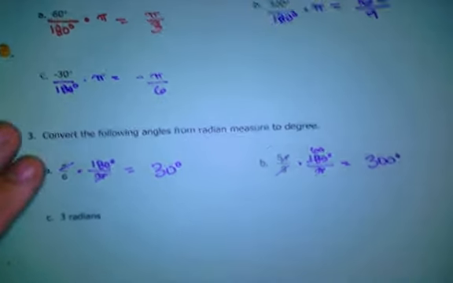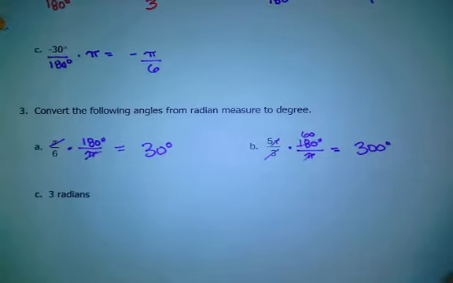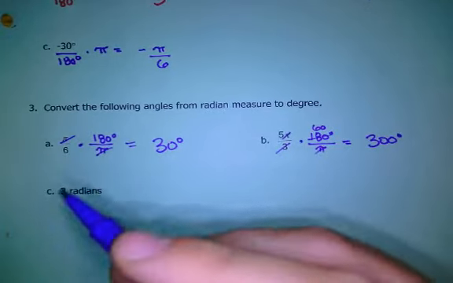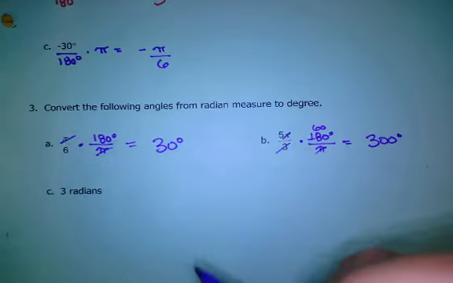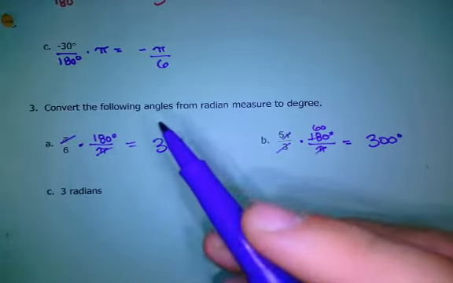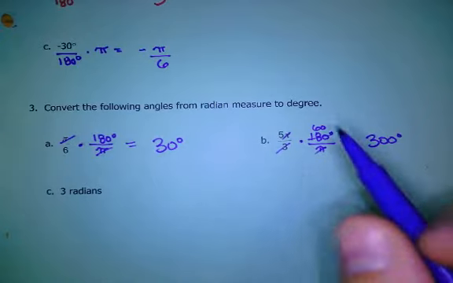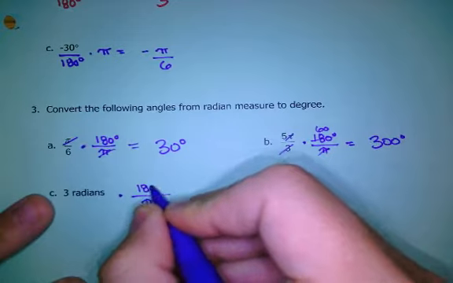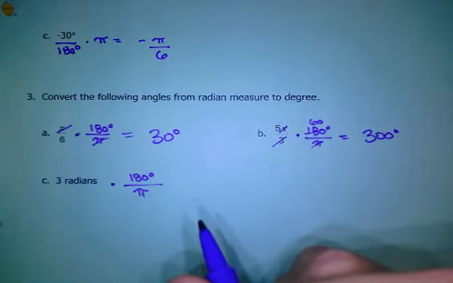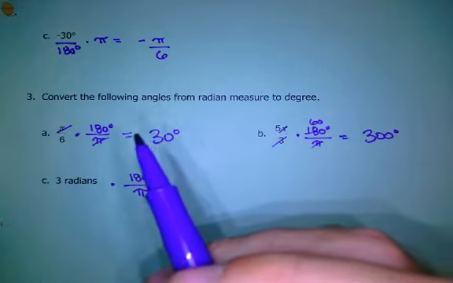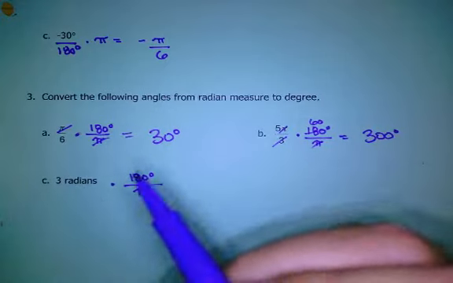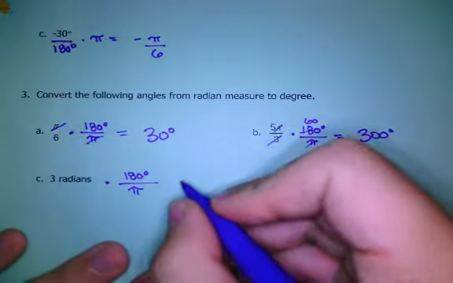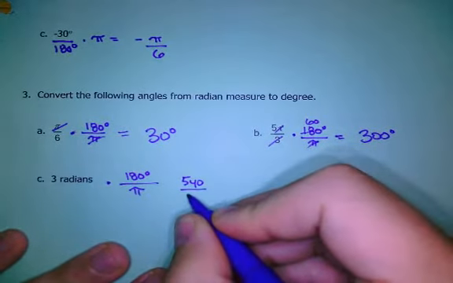Alright, so for B we got 300 degrees. This is kind of a weird one. This one's in radians. It just says 3 radians. So, again, I need to do the same thing. I need to divide by pi and multiply by 180. The answer's going to look weird. Okay, so what's on top? 540 over pi degrees.